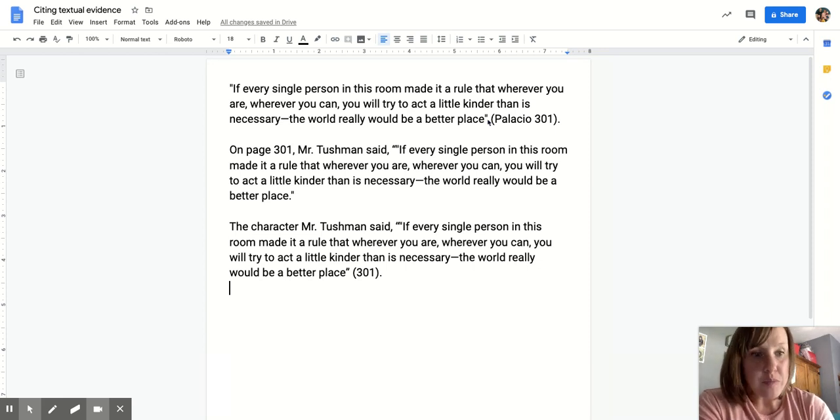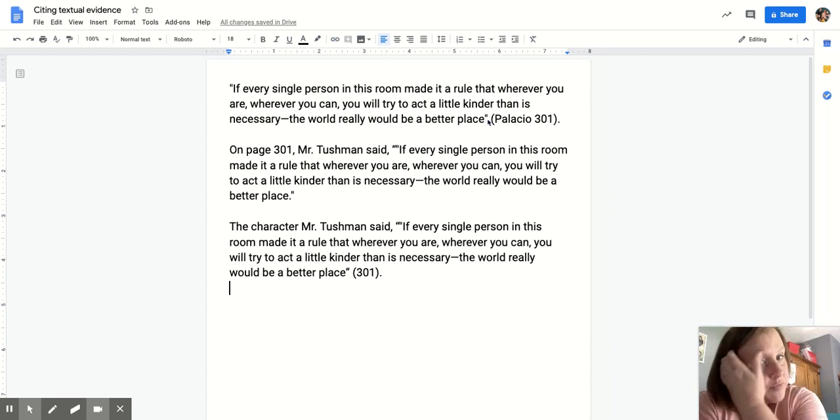So if you're responding to a question and it says use textual evidence to support your explanation, you would say the theme of Wonder is to treat everyone kindly. This can be seen near the end of the story. And then you would put the quote in here. And typically after you have evidence, you would explain it. So you would say that in the story, it's important to know that these characters learn to treat each other kindly, and that is the lesson that we're supposed to learn.